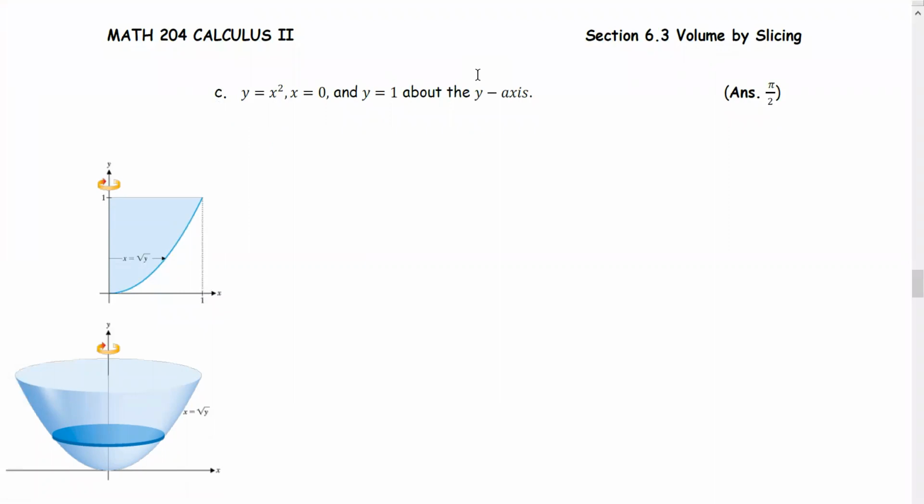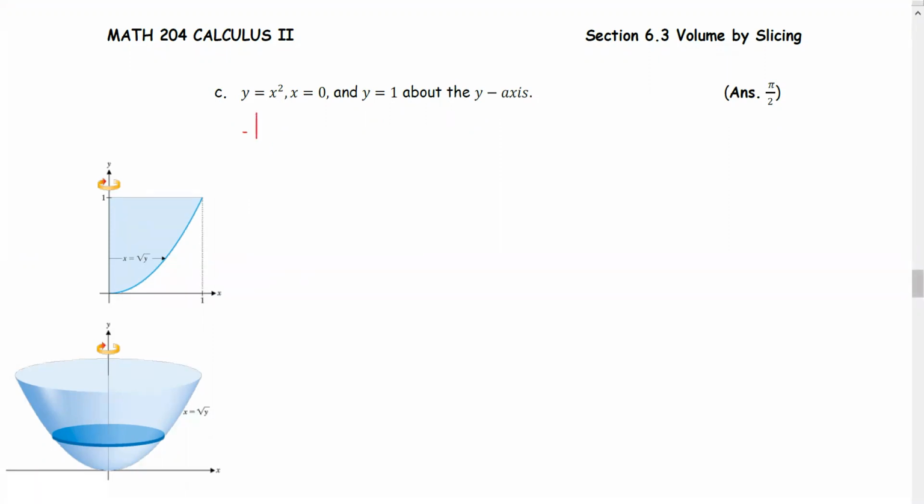In this example, we are going to find the volume from rotating the area bounded by the curve y equals x squared, the line x equals 0, and the line y equals 1 about the y-axis. Let's look at this graph.